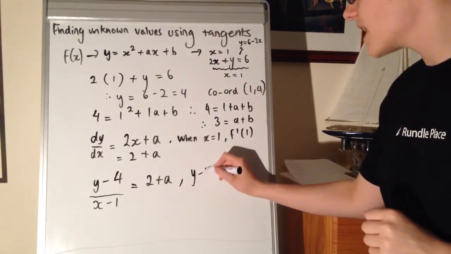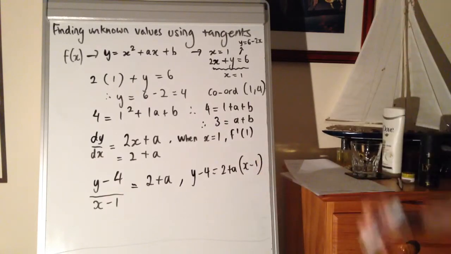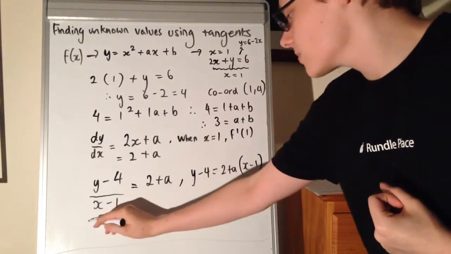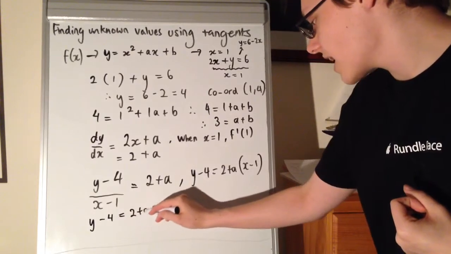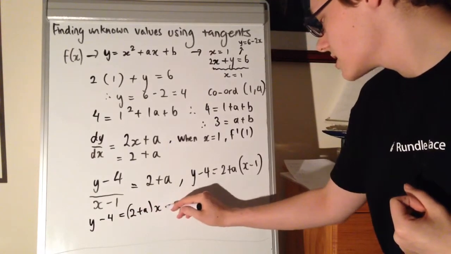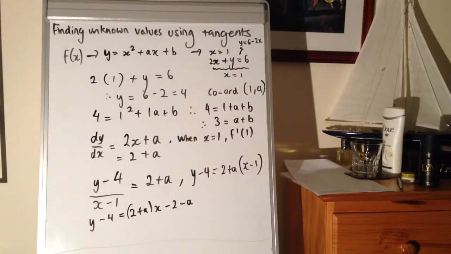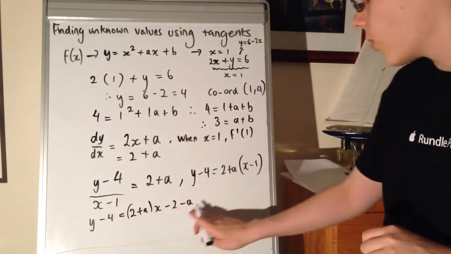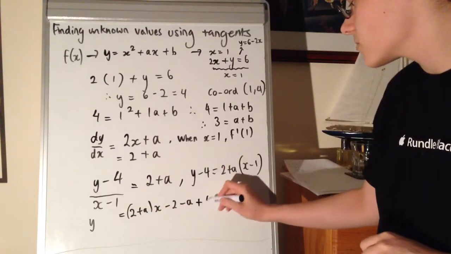So we end up with y take 4 equals 2 plus a, lots of x take 1. Okay, and we expand that out. When we expand it, we end up with y take 4 equals 2 plus a lots of x, take 2, take a. Hopefully you can see how I got that. It's pretty straightforward. Then we can move this 4 to the other side, and so we get y equals that.